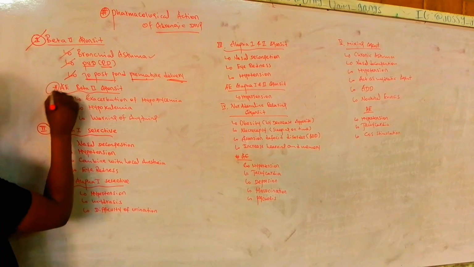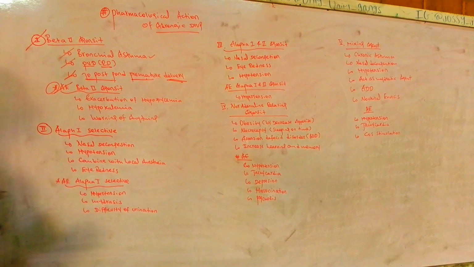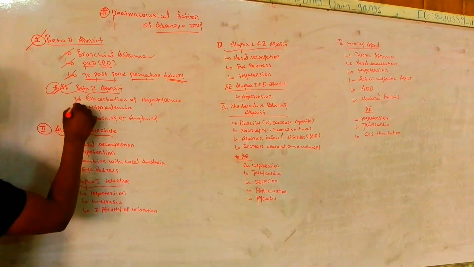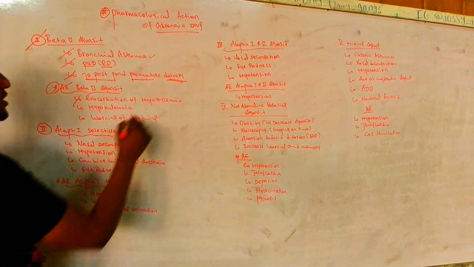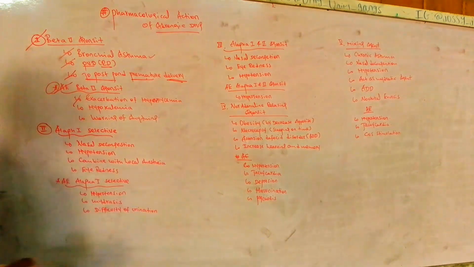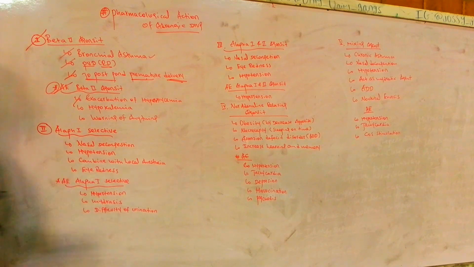So what is an adverse effect when the patient is taking beta 2 agonists? The first one is exacerbation of hyperglycemia. So follow the patient's blood glucose level seriously, especially in diabetic patients.